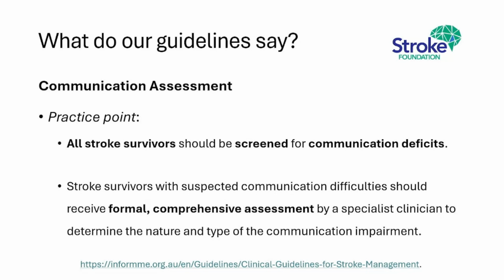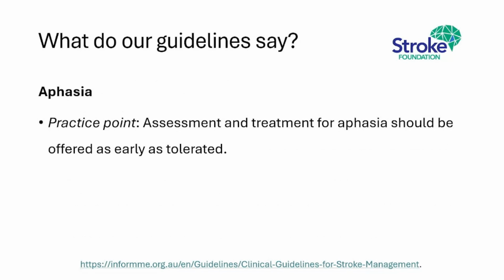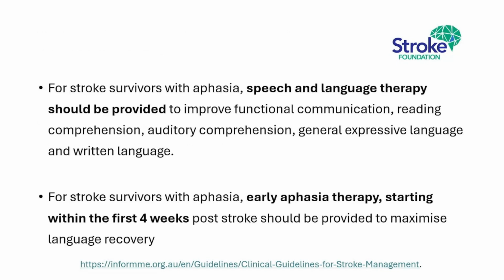And specifically in relation to aphasia, our guidelines say that assessment and treatment should be offered as early as tolerated. This is going to vary from patient to patient, depending on what else is happening initially after the stroke, how unwell they might be. But our guidelines do say that if someone can tolerate it and they're up for it, we should be getting in there and doing therapy as early as possible. Our guidelines also say that for people with aphasia, we should be giving therapy so that we can improve function. And then in terms of the timing of that therapy, the recommendations are that in the first 4 weeks, we should really be trying to get in there and start therapy early, really capitalising on that neuroplasticity after stroke in the early stages.